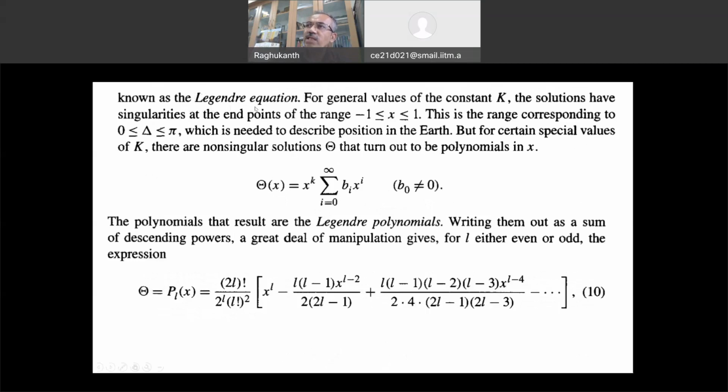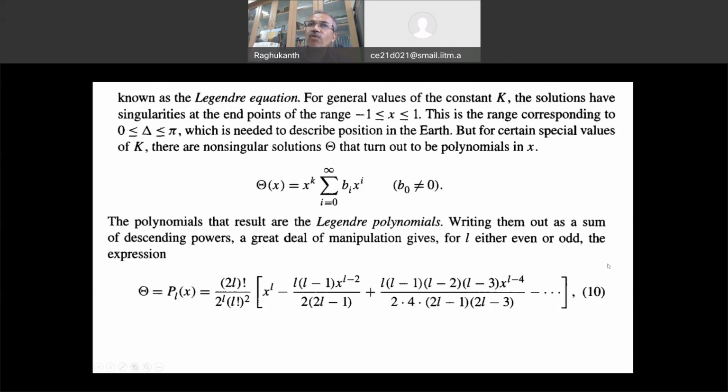Legendre. It is basically a Legendre equation there, okay? And of course, the solution of this equation you can write in terms of Legendre polynomials. Okay? So this is theta, the one which you are solving. You can write it as P_L of x, and this is how the Legendre polynomials look.